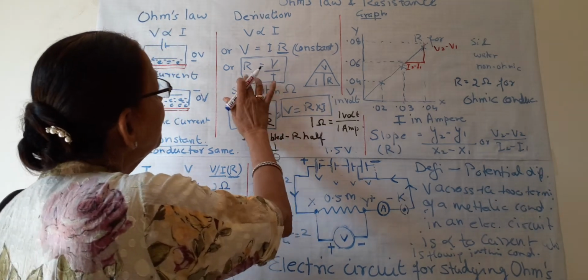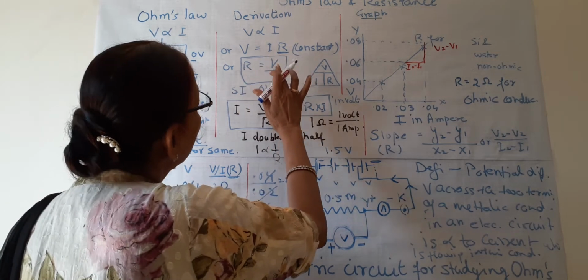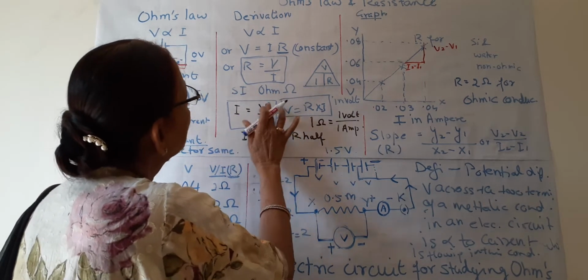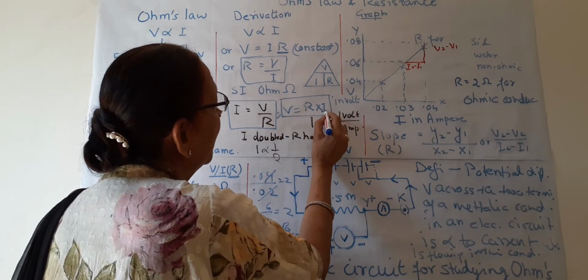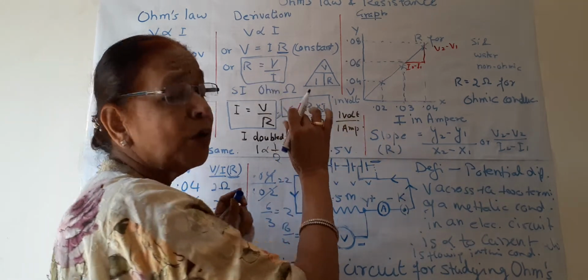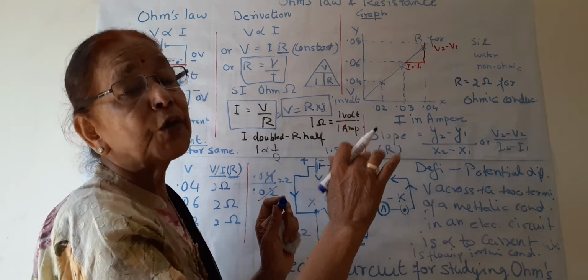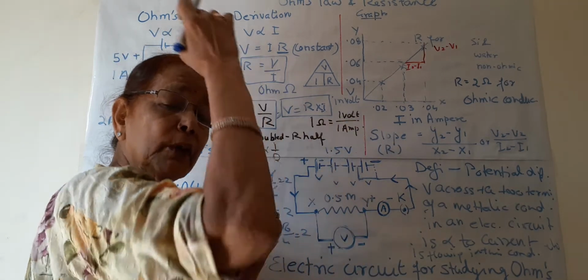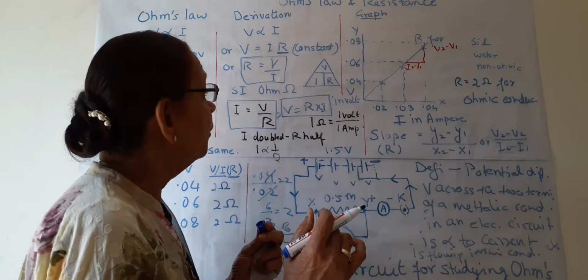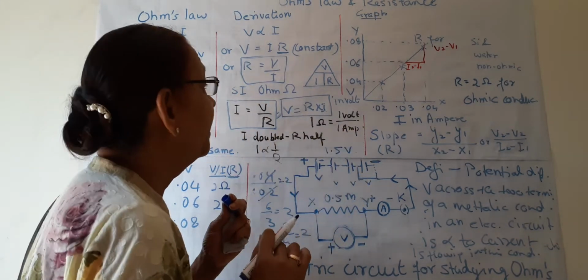So don't remember only R is equal to V by I. Also remember I is equal to V by R and V is equal to R into I. Write these three formulas 10 times each in your notebooks, so they will go into the cells of your neurons of your brain.